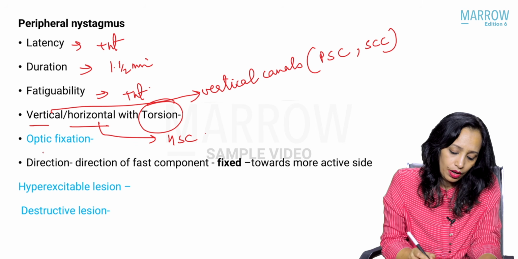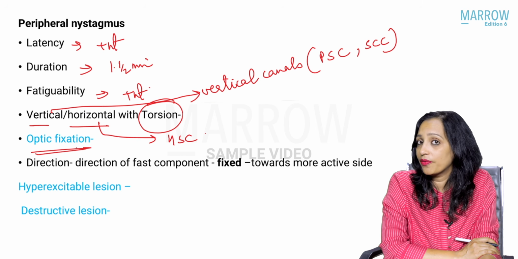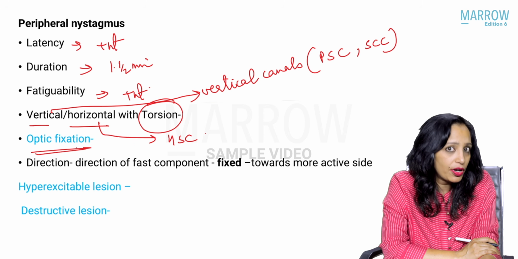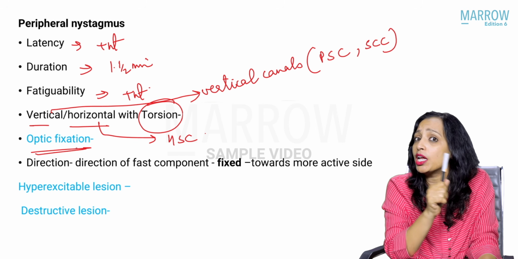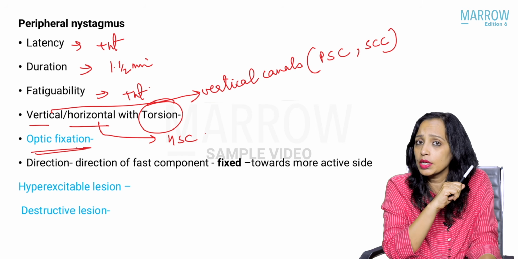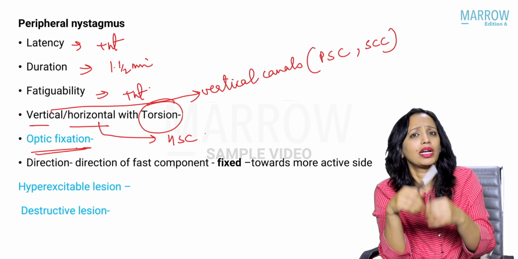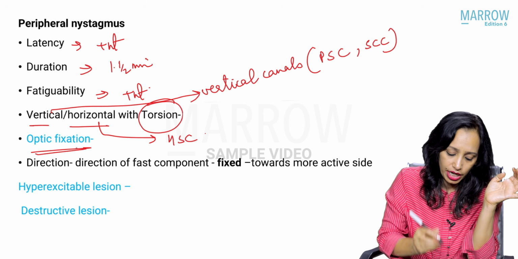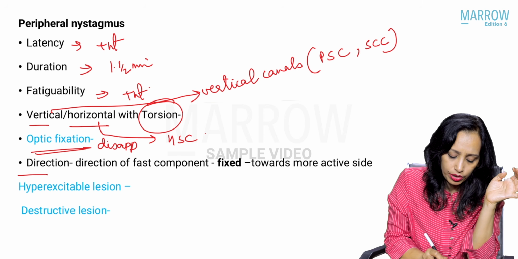So now another important factor is optic fixation. Now you tell me, optic fixation in peripheral origin nystagmus. By optic fixation, when you fix the patient's eye, will this nystagmus of peripheral origin disappear? If it is of peripheral origin, will it disappear? Yes. Any nystagmus that takes time to appear, that disappears, that is fatigable, by optic fixation disappears, all that is peripheral. So yes, with optic fixation, it disappears.